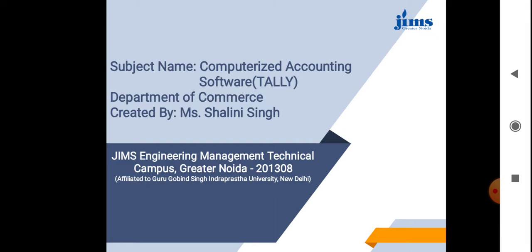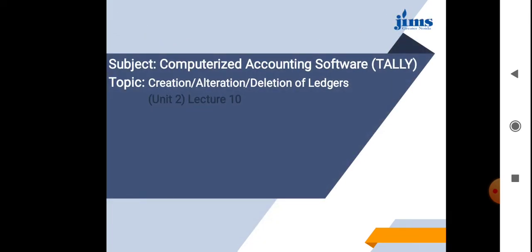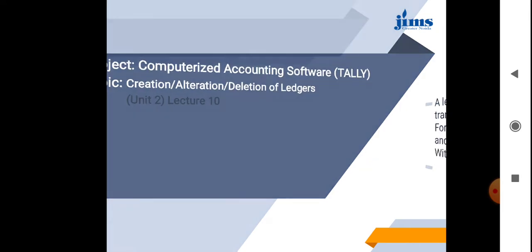In this lecture series of computerized accounting software, we are going to discuss the creation, alteration and deletion of ledgers. As we all know, when we have to pass any journal entry, we have to create ledgers. We have to accordingly write the ledgers also, so that we can maintain the information and record the transactions in ledger books also. This is lecture number 10 of unit 2. Let's begin.